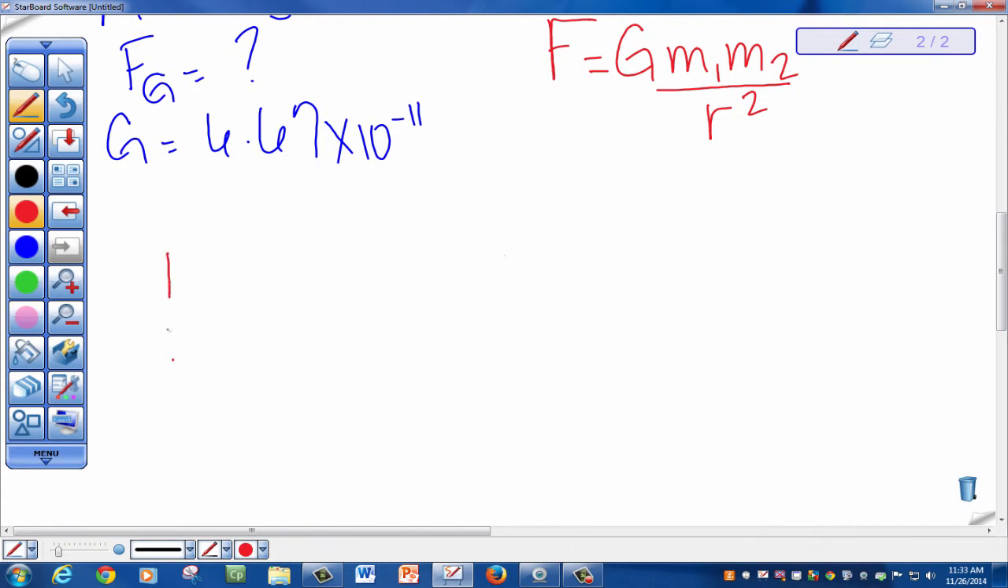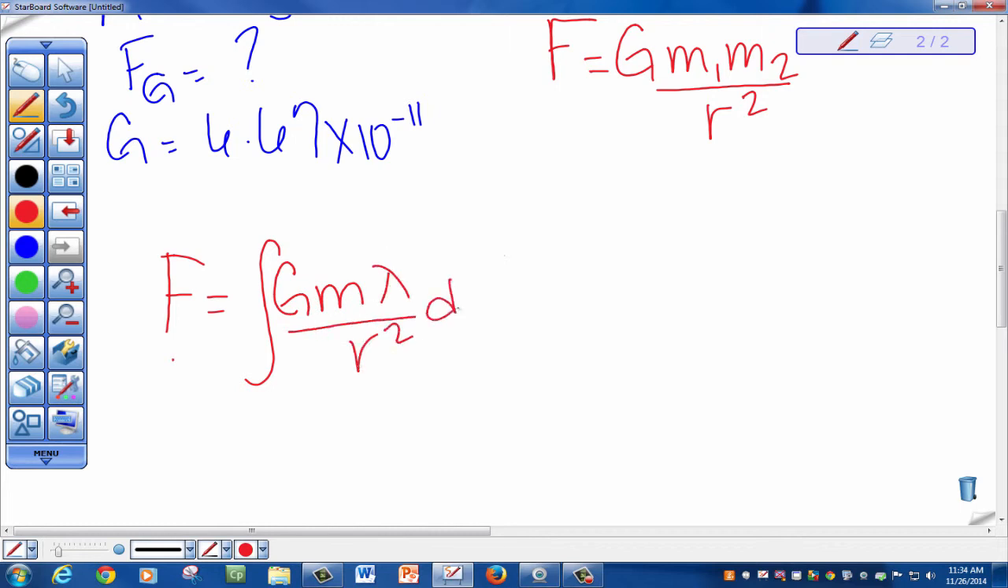And we're going to use this form of the formula. F equals the antiderivative of G m lambda over r squared dr. So everything is still the same. The only thing that's different would be this guy.